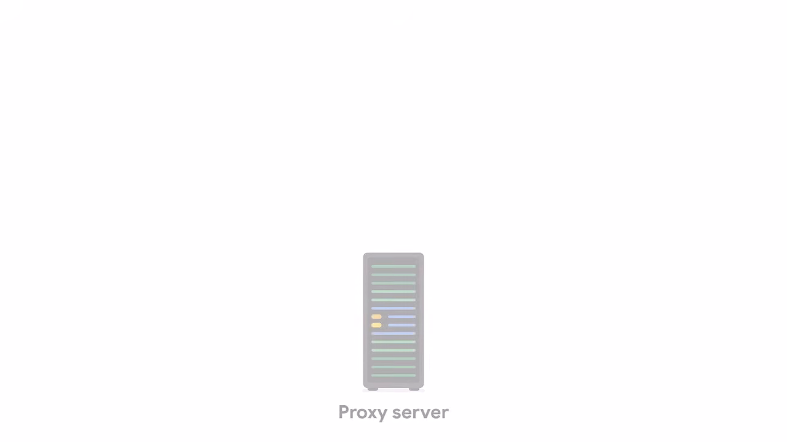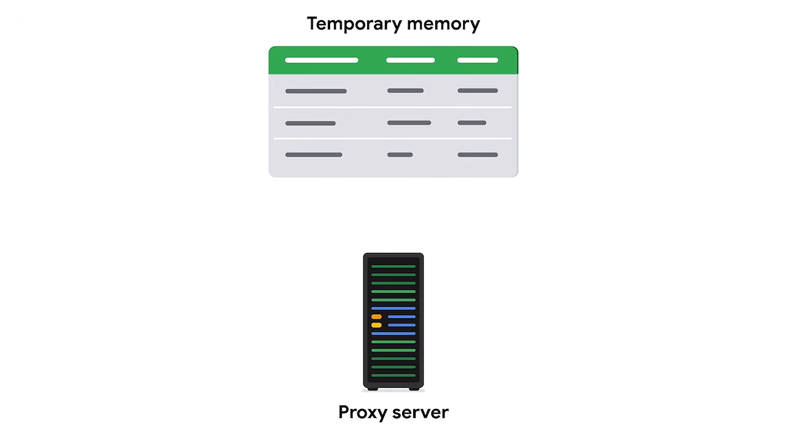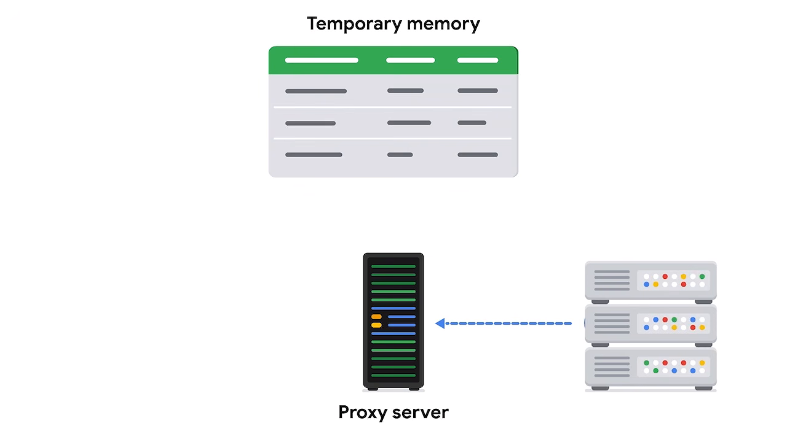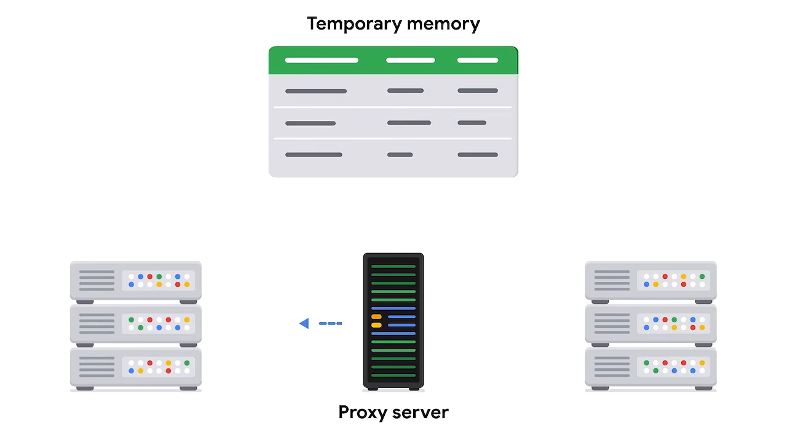A proxy server uses temporary memory to store data that's regularly requested by external servers. This way, it doesn't have to fetch data from an organization's internal servers every time. This enhances security by reducing contact with the internal server.